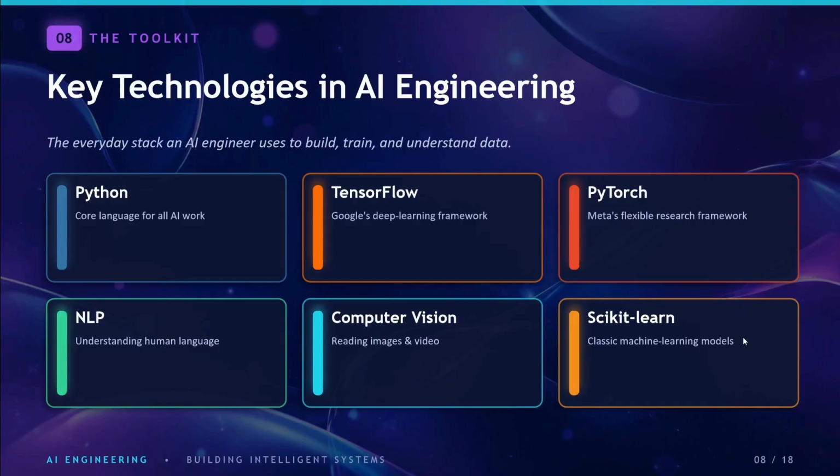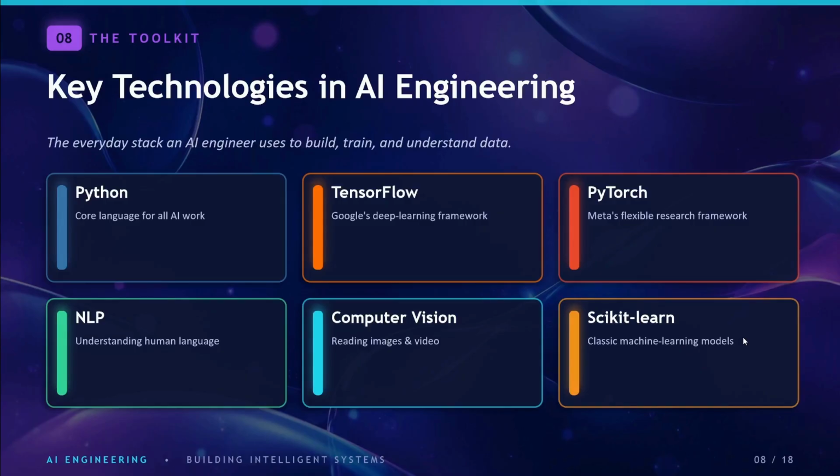Next is NLP, or natural language processing, which is not exactly a tool but a field of AI focused on understanding human language. We'll cover this in more depth in an upcoming slide. Then there's computer vision, another major field within AI focused on reading and interpreting images and video. Again, something we'll explore in detail shortly.